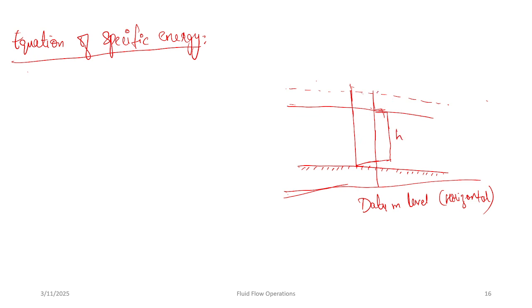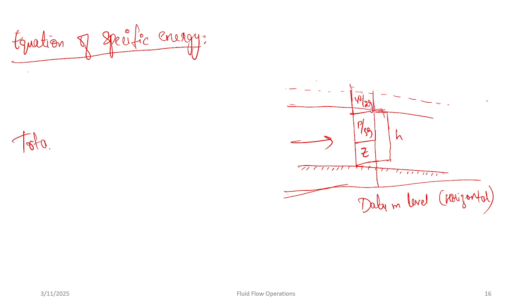Okay. So whenever there is a flow, there will always be three components of energy. One will be because of the elevation, the other one will be because of the pressure, the third one will be because of the velocity or because of the flow. One is because of height, that is potential energy. The other one will be because of the pressure, that will be P by rho g, and the other height will be because of the velocity, that is v square by 2g.